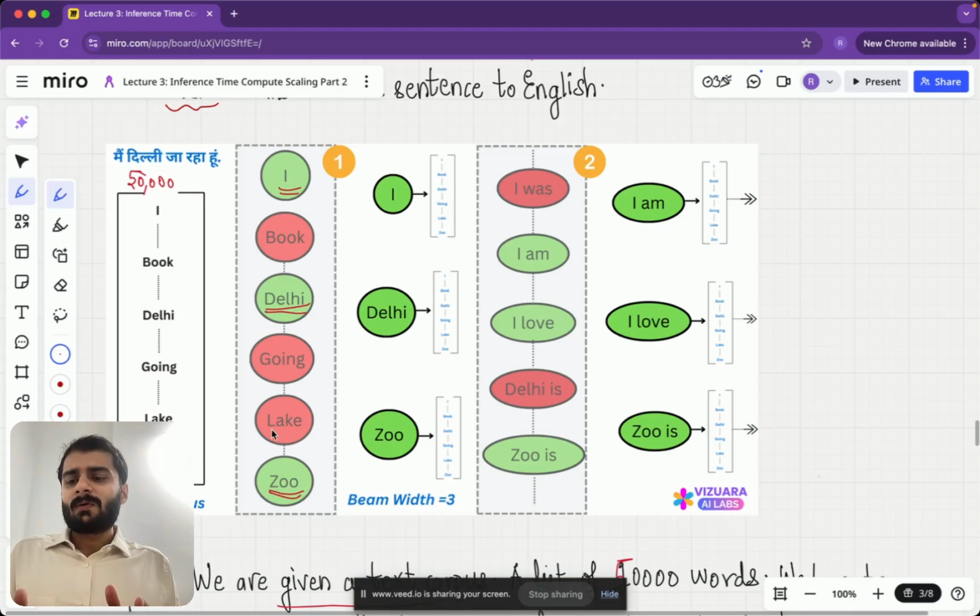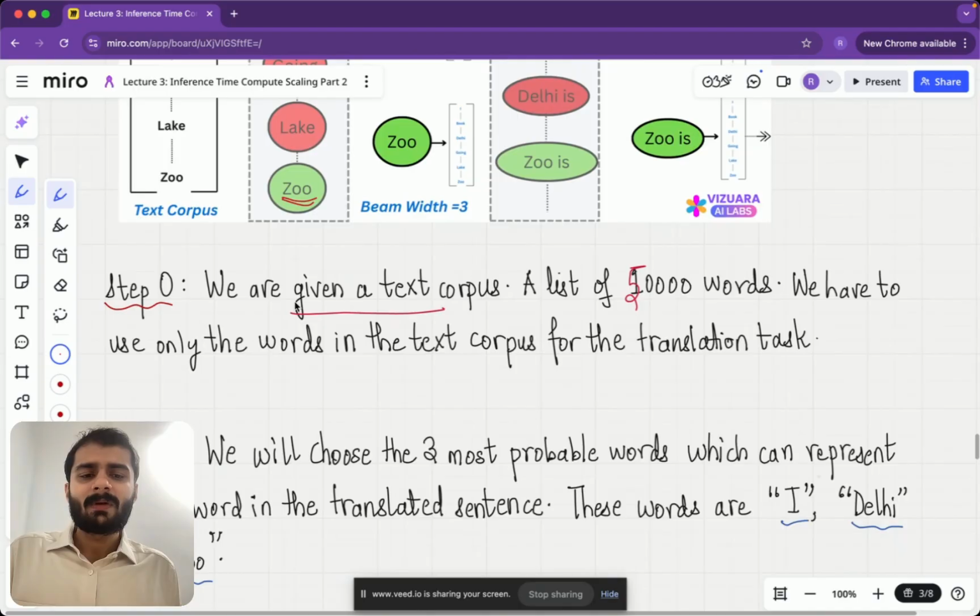You might ask the question, how are these selections made? These selections are made via an encoder decoder model, but we are not concerned about how these selections are made right now. Imagine that there is a model which is making this selection. We are going to understand the beam search strategy. This model can be anything, it can be a black box for all we know. So we pass this text corpus to the model and we select the three words which have the maximum probability. That is step number one. So these words are I, Delhi, and zoo.